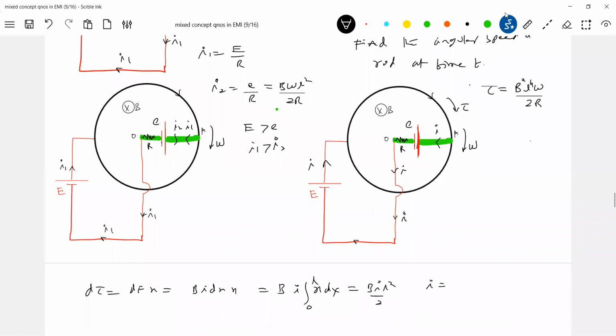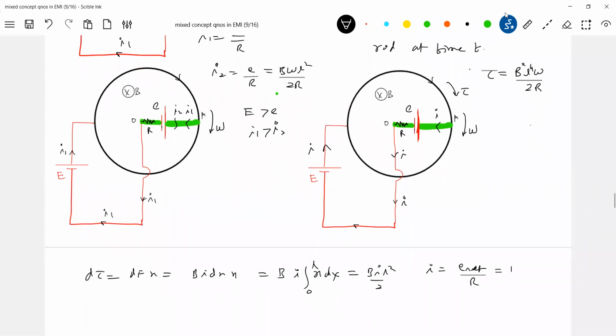What is I? I is equal to the total net EMF induced by the resistance R. So what is the net EMF induced? It should be equal to E minus E by R. You see, net EMF induced, E minus E by R. So further this I is equal to E by R, and what is B omega L squared by 2R. So can you write directly this much? The answer is no. Problem to problem, things will change a little bit.